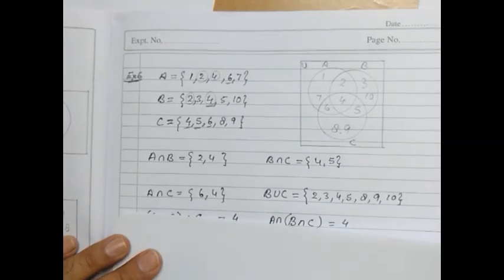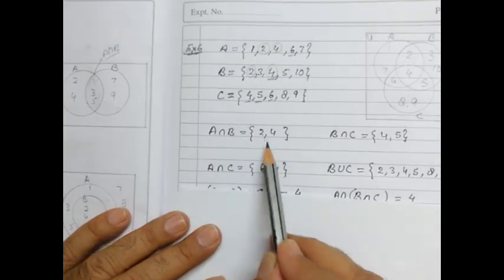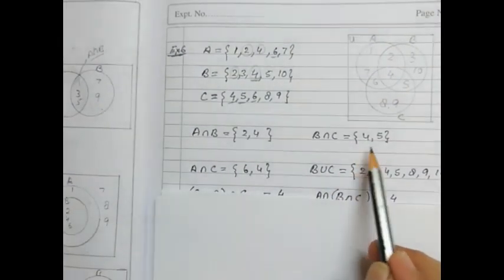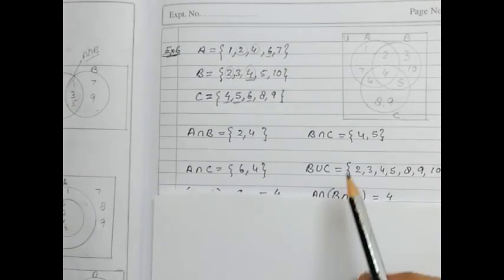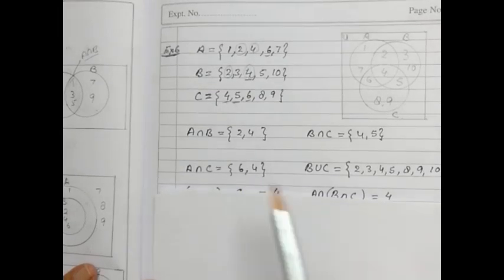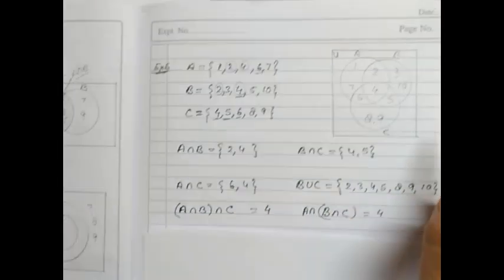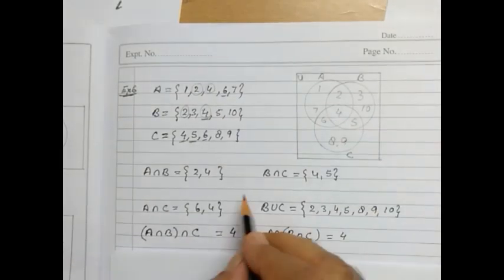When we are talking about the intersection, A intersection B will give you 2 and 4, B intersection C will give you 4 and 5, and A intersection C will give you 6 and 4. If we are talking about the intersection of this with the two sets, we are getting this. And if we are talking about the intersection of all the three sets, that is A intersection B intersection C, I will get 4.